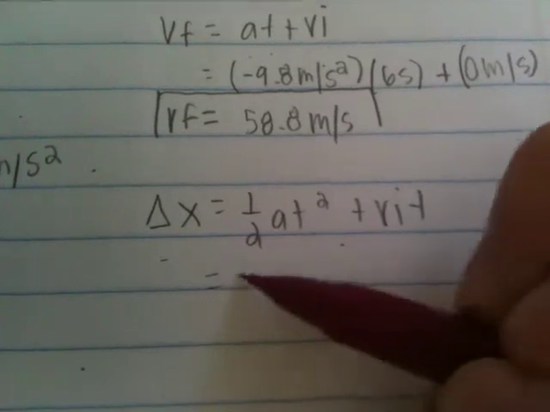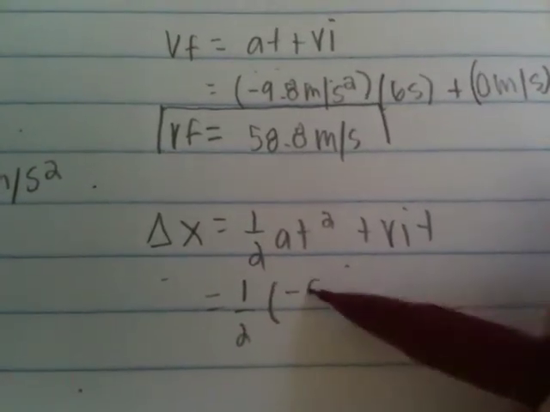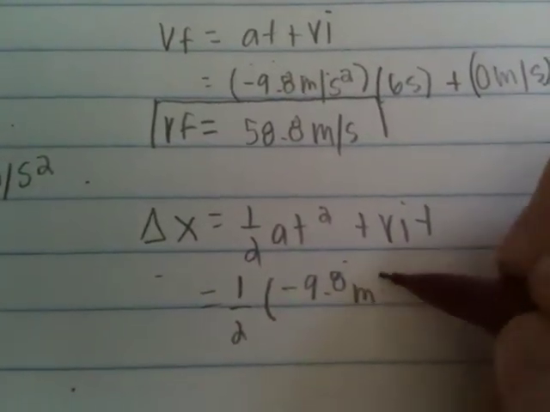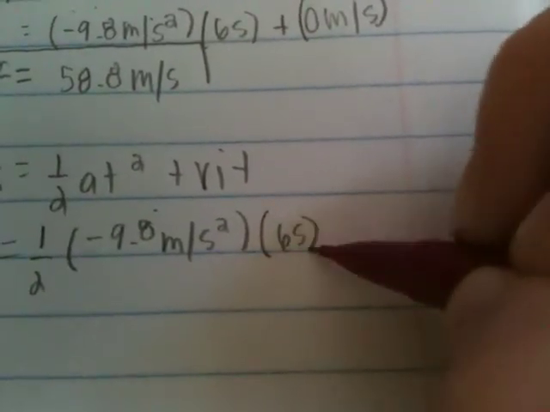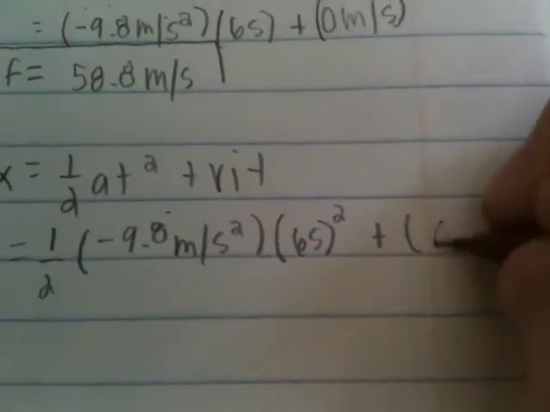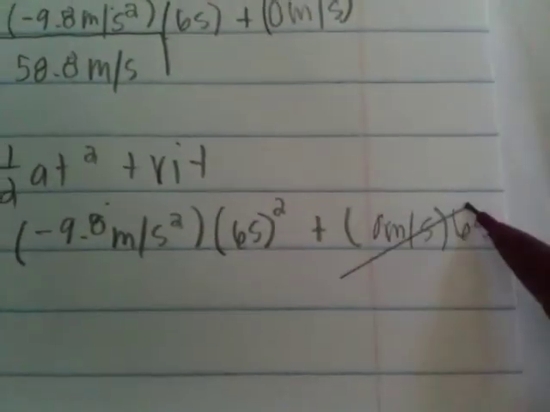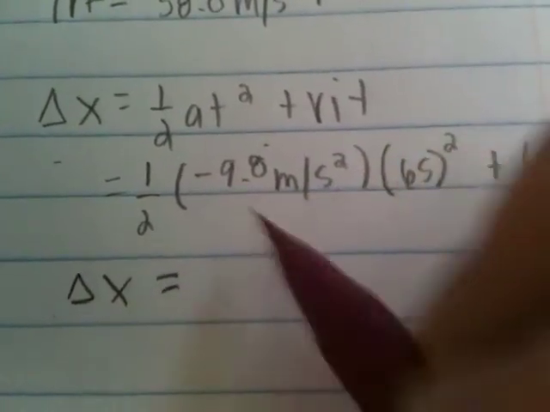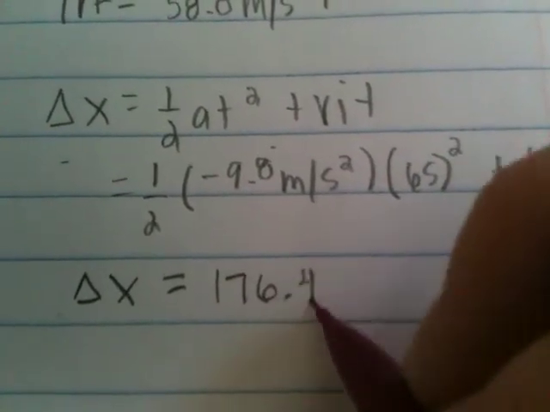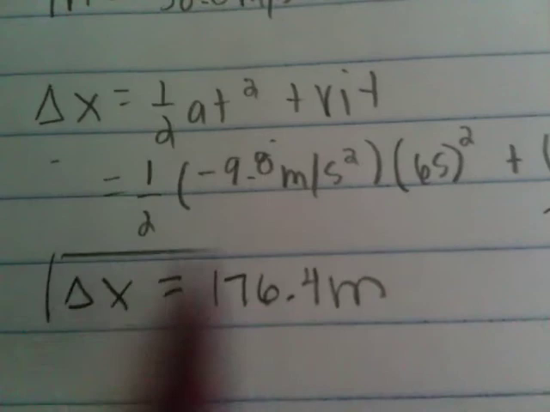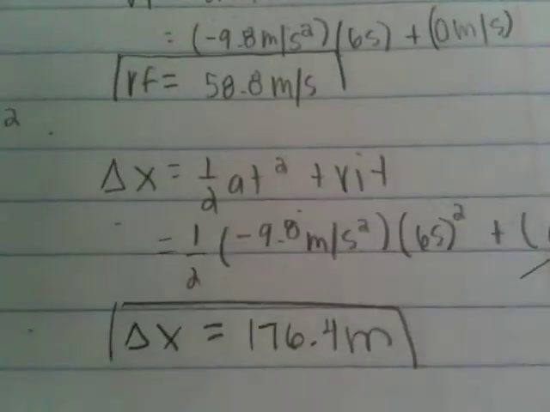And so we know the acceleration, which is negative 9.8 meters per second squared, our time of 6 seconds squared, plus initial velocity of 0 meters per second and our time of 6 seconds. Since this is 0, it doesn't matter. And so then our change in x, when you solve this out, turns out to be 176.4 meters. There you go, there are our two answers.